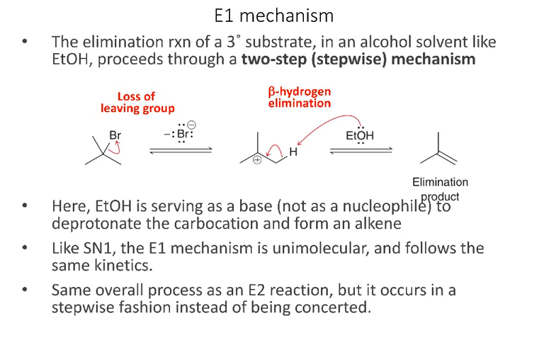And just like an SN1 was the same overall process as an SN2 reaction, the same thing is true here, right? In an E2 mechanism, it's just that the loss of the leaving group and the beta hydrogen elimination occur in one step, right? The difference is in an E1 mechanism, it takes place in two separate and distinct steps.